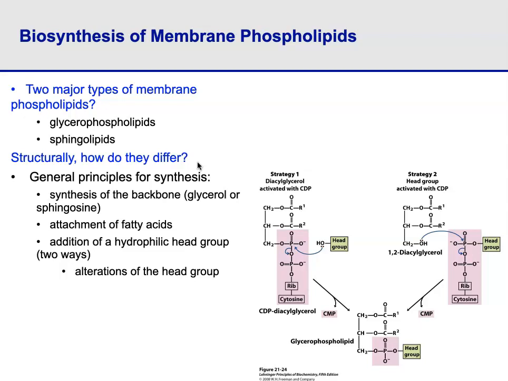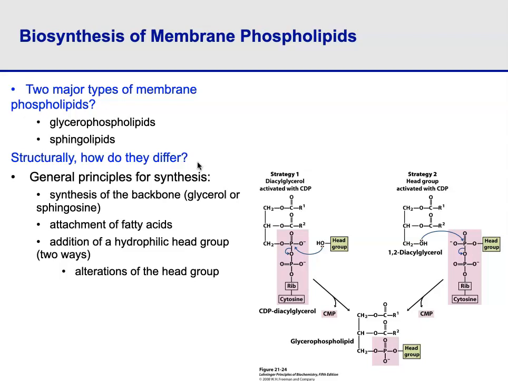So structurally, briefly put, the differences are in the backbone and how many fatty acyl groups are added to the backbone. The backbone of glycerophospholipids is glycerol, which has 3 carbons, and then to it we have 2 fatty acyl groups added, bound usually by a phosphodiester bond, and then we have a phosphate-containing head group.